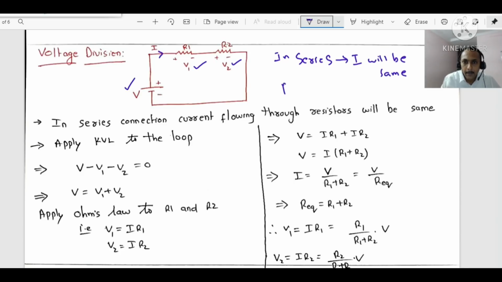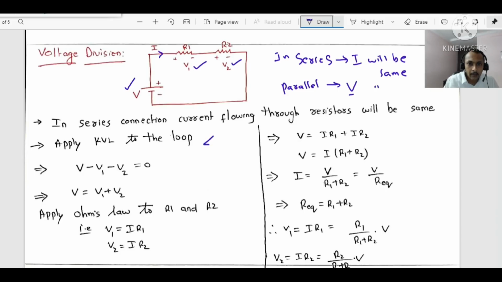In parallel connection, what will be the same? Voltage will be the same across the elements. Very important, basic: in series connection, the same amount of current will flow. In parallel connection, there will be the same voltage across the elements. Based upon this, now observe, already we have seen Kirchhoff's voltage law, KVL, and also Kirchhoff's current law. Let me apply the KVL.